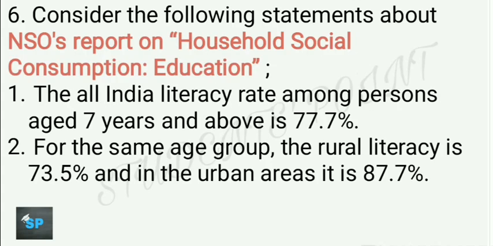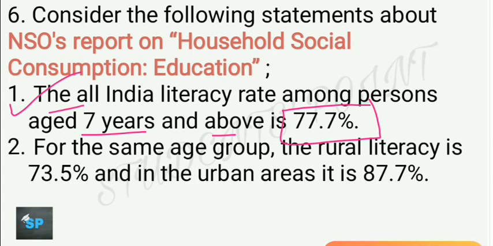Next question now. Consider the following statements about NSO's report on household social consumption education. This report is very important. Every statement of this report is very important. So everyone pay your attention here. The all India literacy rate among persons aged 7 years and above is 77.7%. This statement is correct.